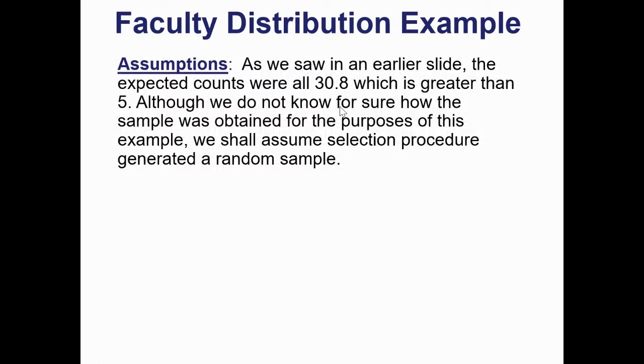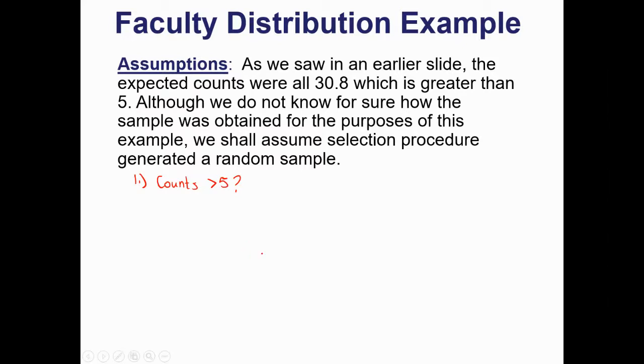Okay, so we need to look at assumptions. Now they give us this nice big paragraph. I'm not going to make it a really nice big paragraph, unless you want to. We need to check two things. First, we want to make sure that all the expected counts are greater than 5. So I'm just going to say counts greater than 5, question mark. That's where we have to go and look at our table.